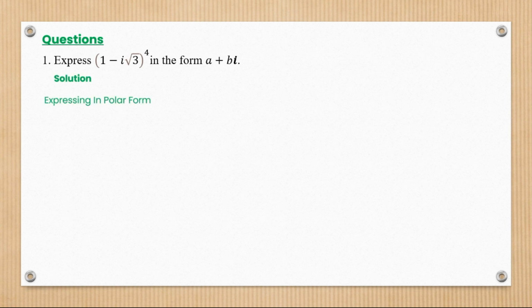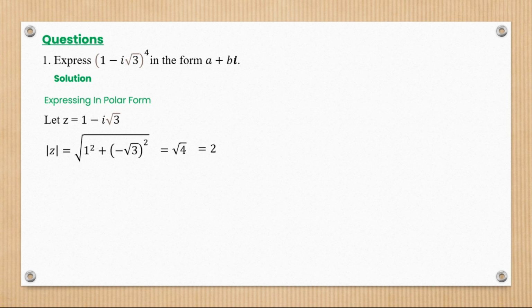The solution is we're going to first express this in polar form. We let z be equal to 1 - i√3. Then that means that r, or the modulus, is going to be equal to the square root of 1 squared plus (-√3) squared, and then we end up having √4, which is equal to 2.